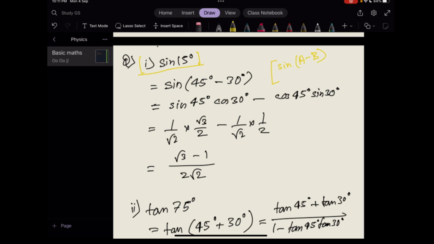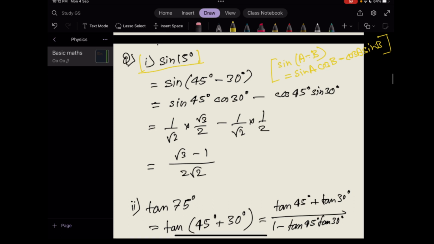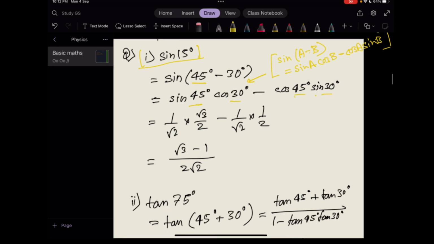So what was the formula? It was sine cos, cos sine. Simple. So sine A cos B, cos A sine B. If it is minus, put minus sign here. So here what I am doing, I am doing the same. Sine A cos B minus cos A sine B. You have minus sign here, put minus sign there as well.